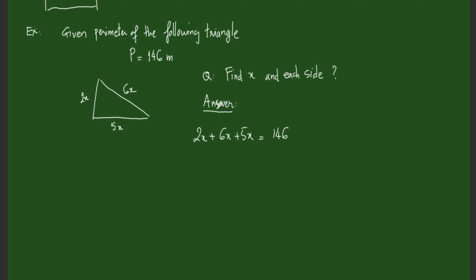If you add all of them, it gives you 13x equals 146. And now you can solve the equation. I'm not going to give you this example on the test, so don't worry. This is the way we can come up with a question if you understand what perimeter is, what area is. So we have 146 divided by 13. This is the equation, and 146 divided by 13 is 11.23.